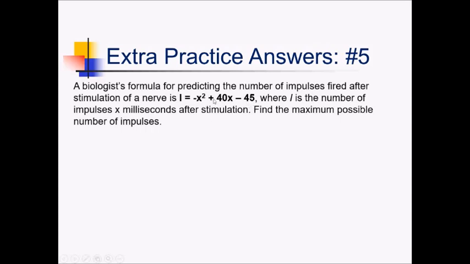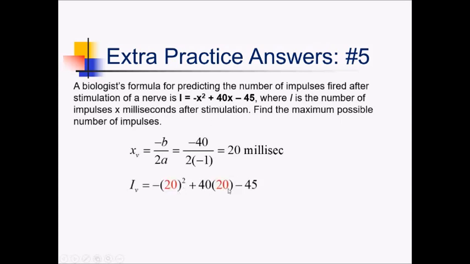And since this is standard form of a quadratic, we can use negative b over 2a to find the x value of the vertex. So that's going to be negative 40 over 2 times the a value, negative 1. Since that's negative 40 over negative 2, that's going to be 20, and x is in units of milliseconds. So how many impulses do we get at 20 milliseconds? So just plug 20 back into the I function right here. That'll give you basically the I value of the vertex. And what's that going to come out to?